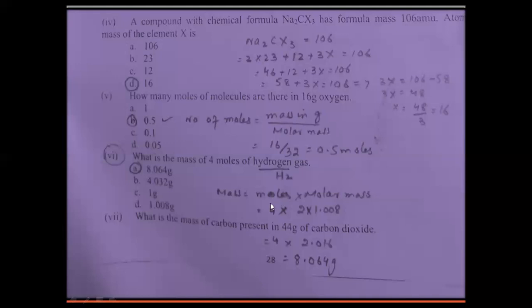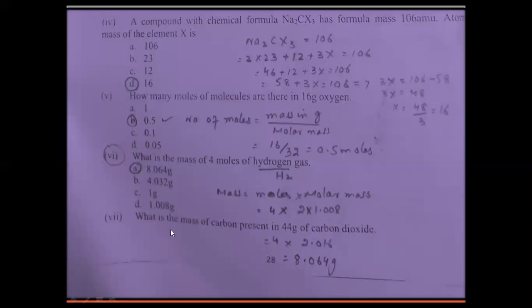What are the given moles? Yes, 4 moles. And what is the molar mass of hydrogen? One hydrogen is 1.008, but hydrogen gas means H2, so we will multiply it by 2. It will give us the answer 2.016. 2.016 when multiplied by 4 will give us the answer 8.064 grams. So A is the correct option.